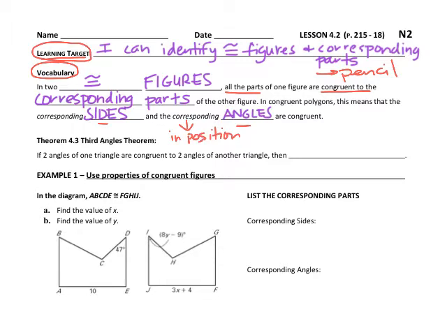And in our case, we're going to be talking mostly about triangles, but they do have an example here that has some five-sided figures. So we're going to look at that in just a moment, but let's take a look at the theorem, the third angles theorem. That's what I'll refer to it as. If two angles of one triangle are congruent to two angles of another triangle, then, of course, the third angles are also congruent.